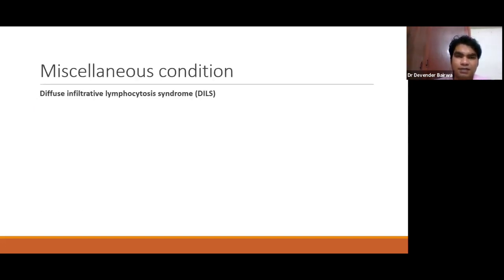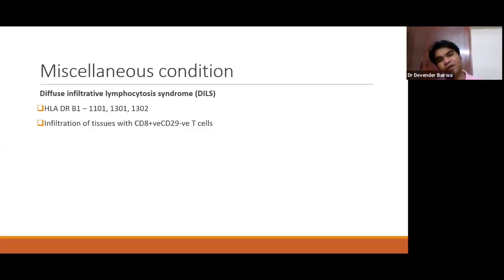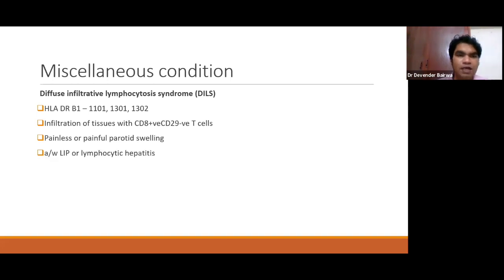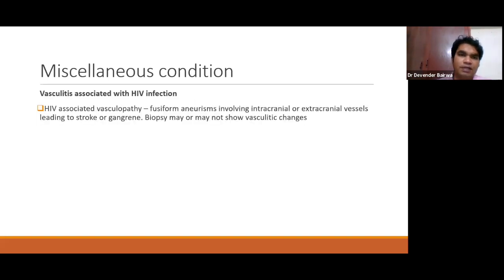A miscellaneous condition that is seen in HIV is DILS. DILS, you should know, is diffuse infiltrative lymphocytosis syndrome, most commonly in HLA-DRB1 1101, 1301, 1302. Basically, there is infiltration of tissue with CD8 positive, CD29 negative T cells. It presents clinically with painless or painful peripheral swelling, and is associated with lymphocytic interstitial pneumonitis or lymphocytic hepatitis. Treatment is simple. You provide steroids, ART, and symptomatic therapy. Then there can be vasculitis associated with HIV infection. Generally, there will be fusiform aneurysm formation in intracranial or extracranial vessels. There can be formation of gangrene.